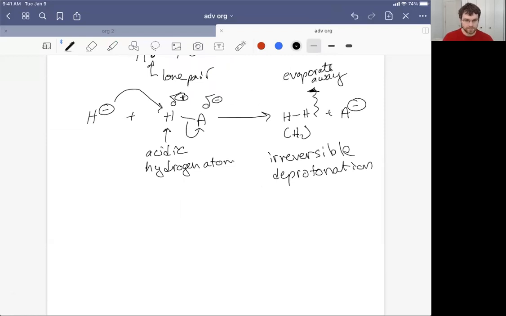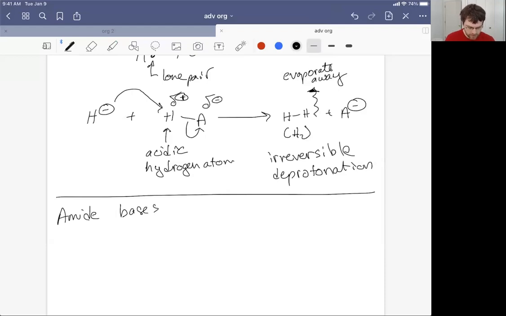So that's another example of a base. The amide bases we'll consider next. Now, amide is sort of a weird word because amide sounds like the functional group, is spelled the exact same way, and depending on where you're at in the world, is pronounced the same way.